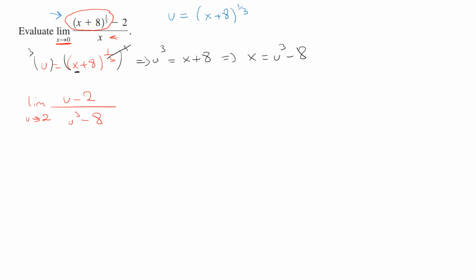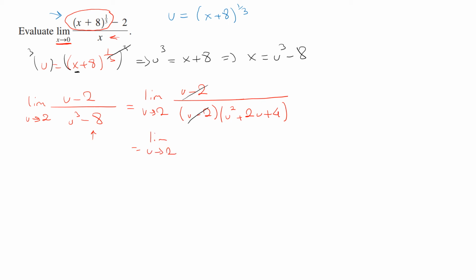So what I'm going to do is actually solve for the denominator first. Factor it out and simplify it to cancel out U minus 2, because that's the only way we can approach this. If I simplify it, I can take out U minus 2, and I would end up with U squared plus 2U plus 4. And what I can do is just divide these by U minus 2, and I will end up with the limit as U approaches 2 of 1 over U squared plus 2U plus 4.